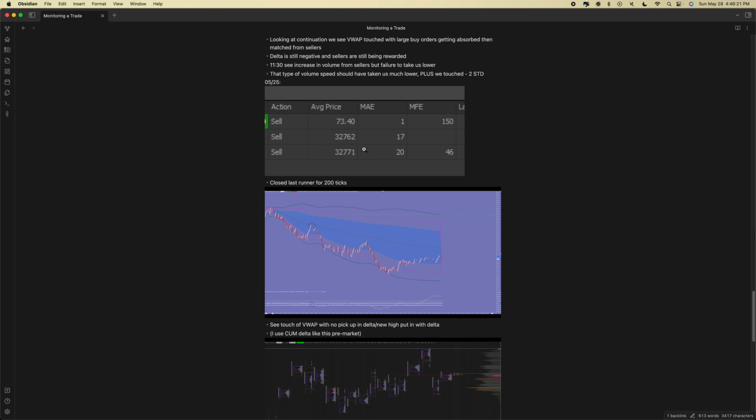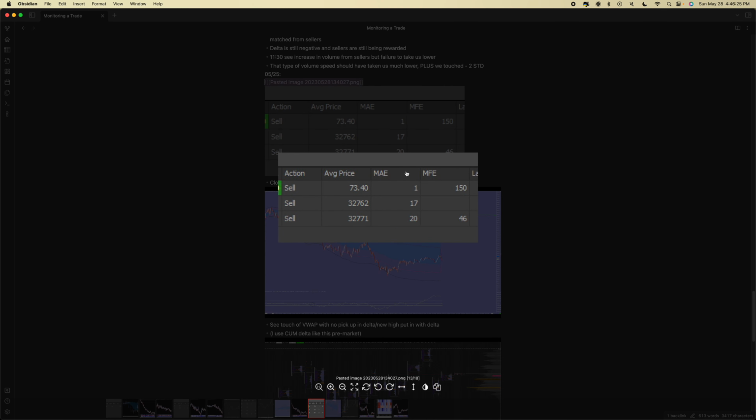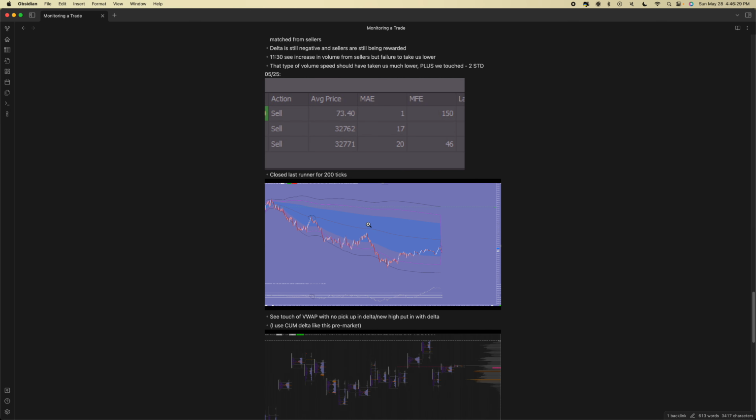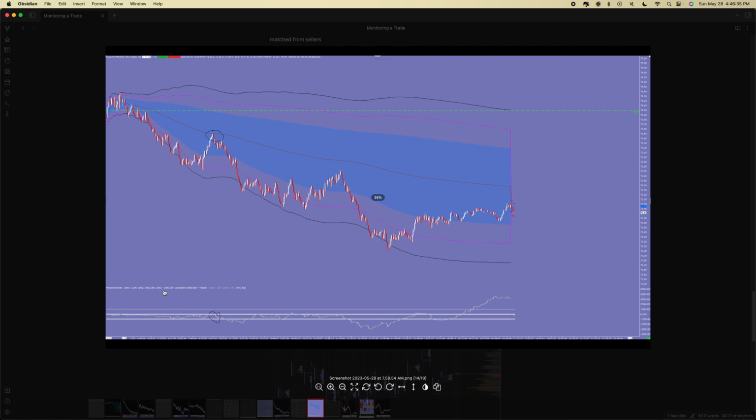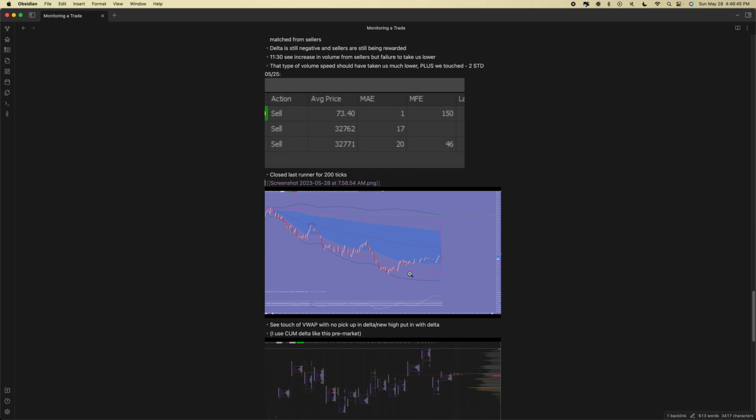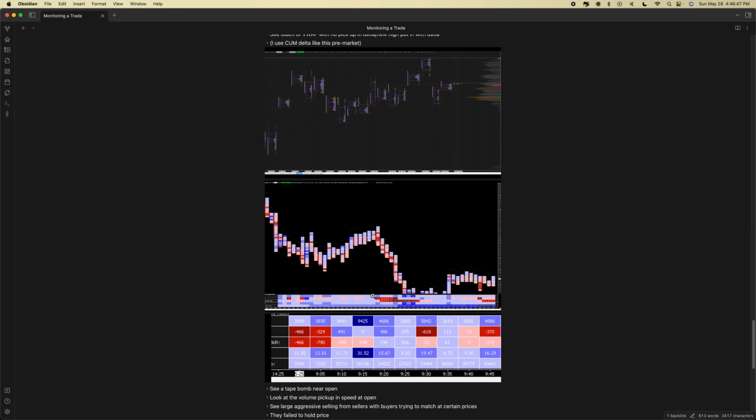And then the final example here is from May 25th. I closed the last runner for 200. I managed it on my phone, but a mix of this was we see a touch of VWAP, and this is going to be a bit of a different thing, but this is cumulative delta displayed in a different manner. But you can see how there's no new high put in, and we come back to test the 0 delta. We touch VWAP, use it like this for pre-market.